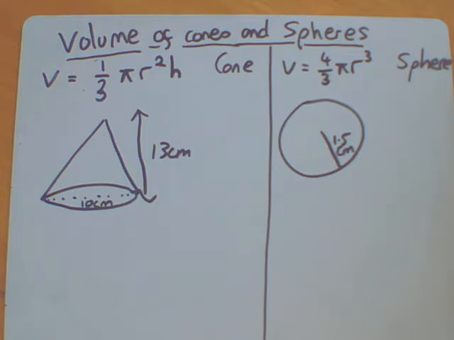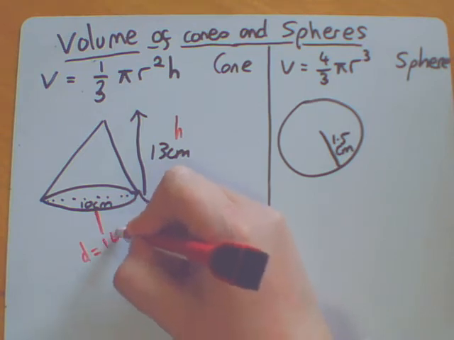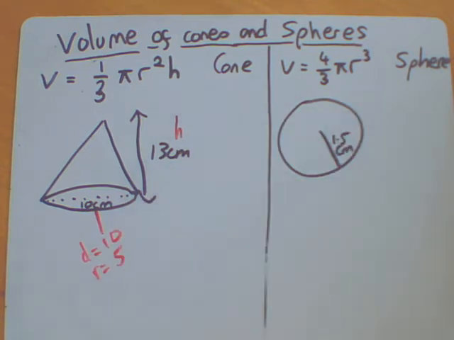Having a look at this diagram here, we've got two values. We've got 13, that is your h, that is your perpendicular height. And we've got 10. Now you'll notice that 10 is all the way across the base there, so it's actually the diameter. But if you look at this, I have actually got the radius that I want. So I'm going to take this, the diameter is 10, so therefore the radius is 5. Okay, always check, is it the radius or the diameter that they've given you.